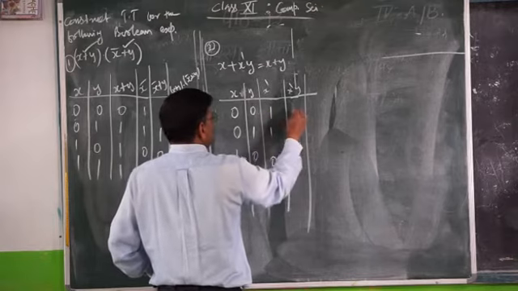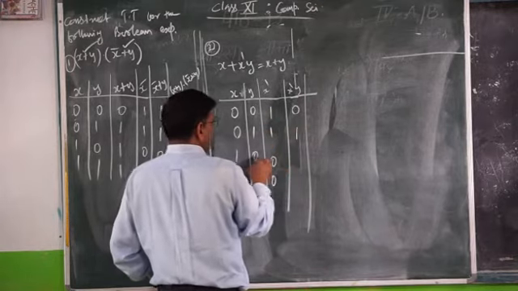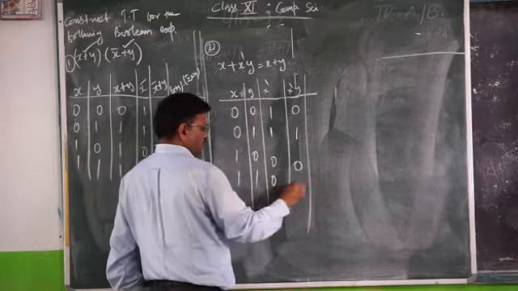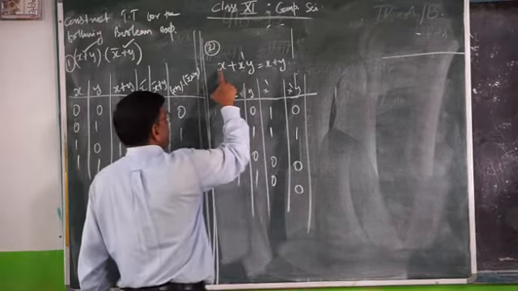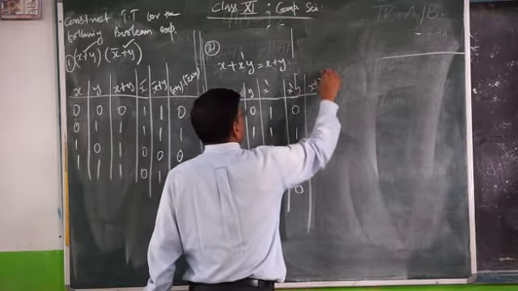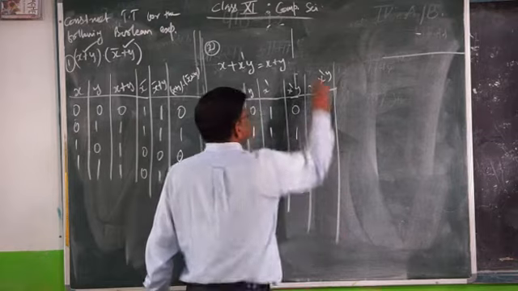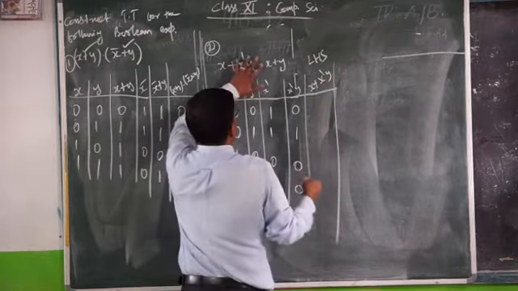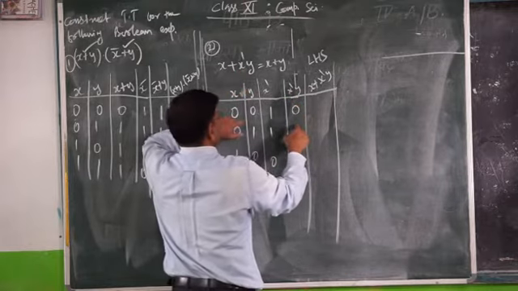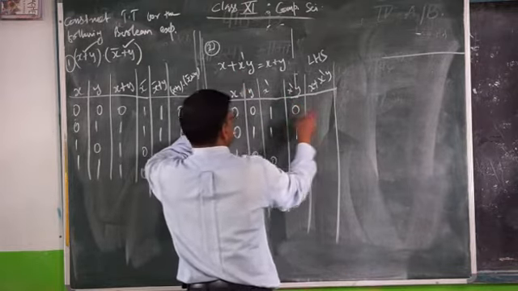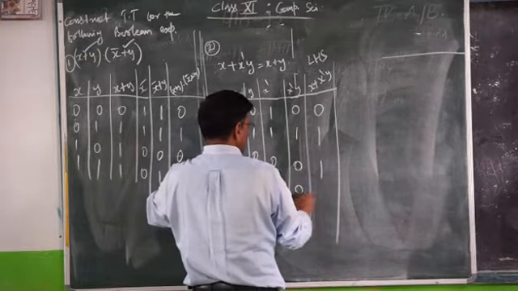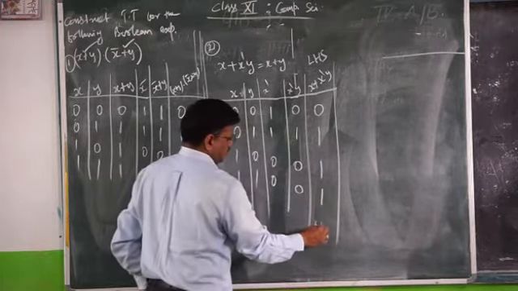See, 1 into 0 is 0. 1 into 1 is 1. 0 into 0 is 0. Sorry, 0 into 1 is 0. Then we need to add this and this. This is your left hand side. LHS means left hand side. You have x complement y, you found out, you have to add with x. This and this. 0 plus 0 is 0. 0 plus 1 is 1. 1 plus 0 is 1. 1 plus 0 is 1. This is your left hand side.